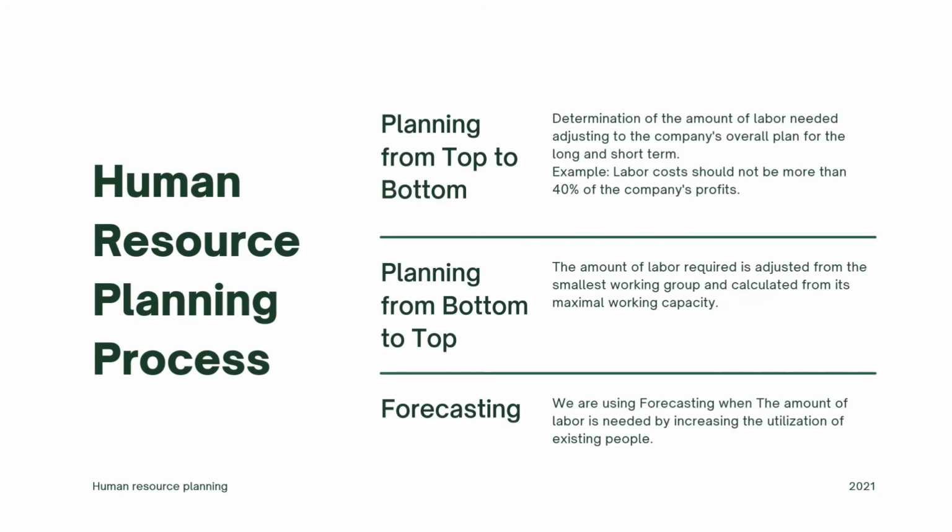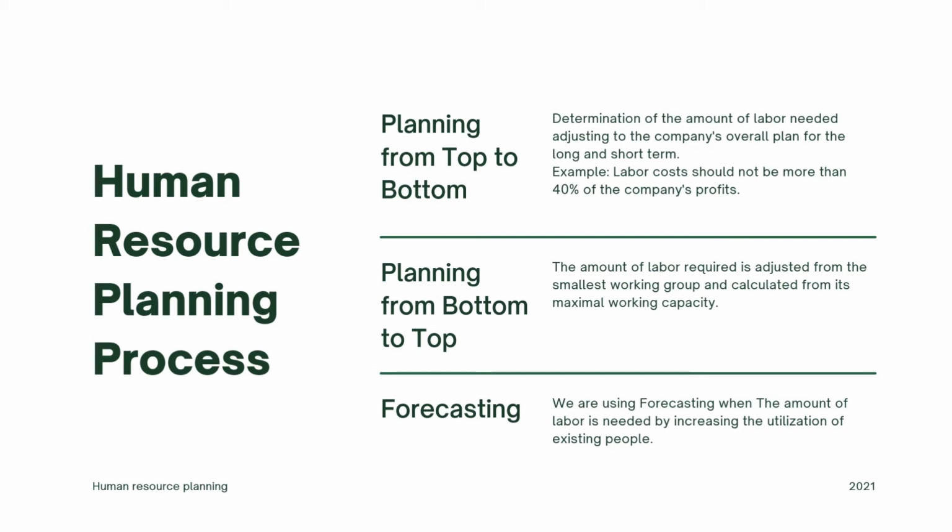And how is the human resource planning process? So we have three types here. First, we have planning from top to bottom. When we're talking about planning from top to bottom, it's about the company's overall plan for the long and short term, and then you subordinate it into some details. So in a simple way, we are talking about the big goals first here.